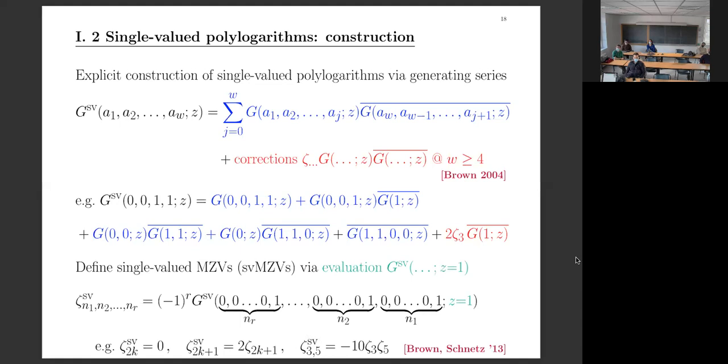Remember, for the meromorphic ones, the choice z equal 1 gives you multiple zeta values, actually all of them. But now that we have improved our polylogs to be single-valued, we can ask again, what happens if we evaluate them at z equal 1? And the answer is that you get fewer multiple zeta values. So this is the definition of the single-valued subset of multiple zeta values.